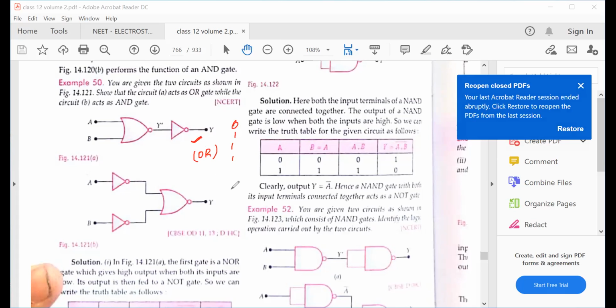See, here the input is, because if we have only one NOT gate, then only one input will be there. If you are varying, for example, A is 0, 0, 1, 1 and B is 0, 1, 0, 1, the outputs will be A dash and B dash. So A dash will be 1, 1, 0, 0, and B dash will be 1, 0, 1, 0. After that only we do the NOR gate, so the output will be opposite. So it will be 0, 0, 0, 1. This is your output for this one.